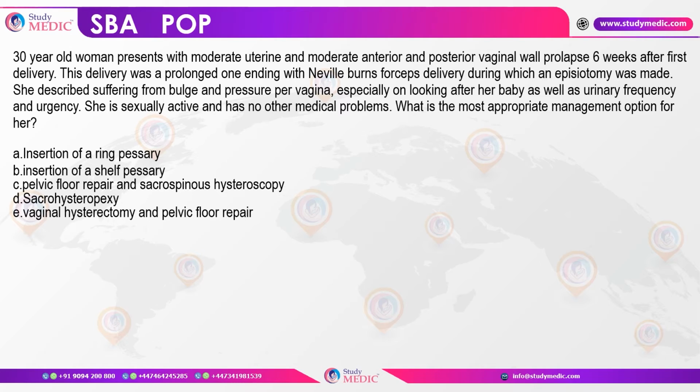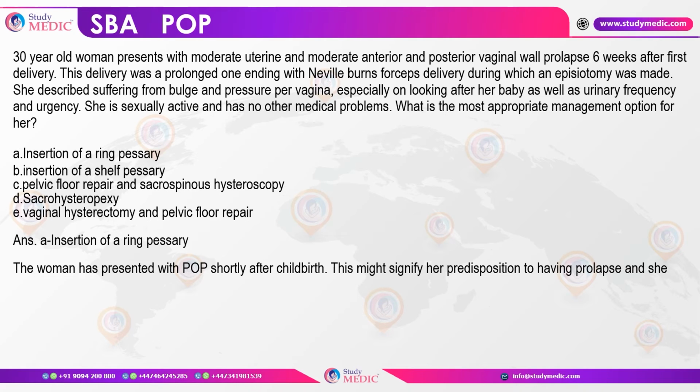Remember, she is a sexually active woman. A shelf pessary is going to occupy some space in the vagina, so a shelf pessary is not offered to anyone who is sexually active. So here option A, insertion of a ring pessary, is the best option.